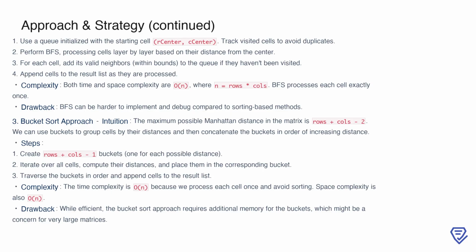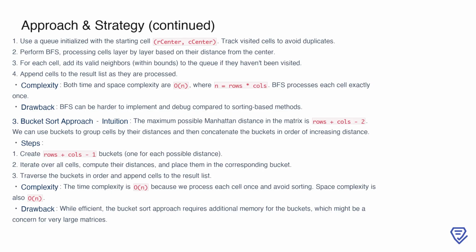The BFS approach is efficient as it processes each cell exactly once, resulting in a time and space complexity of O(n). However, the main challenge with BFS is that it can be more complex to implement correctly compared to sorting-based methods. The bucket sort approach, on the other hand, leverages the fact that the maximum Manhattan distance in the matrix is bounded by rows plus cols, too.